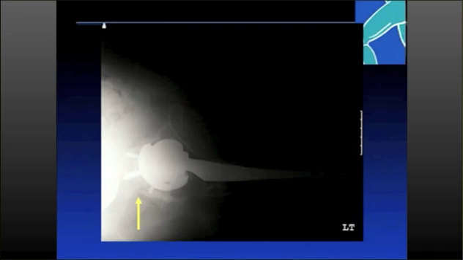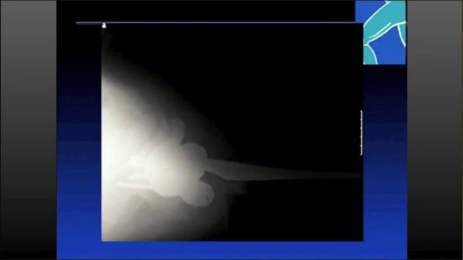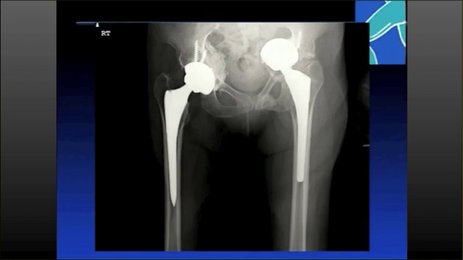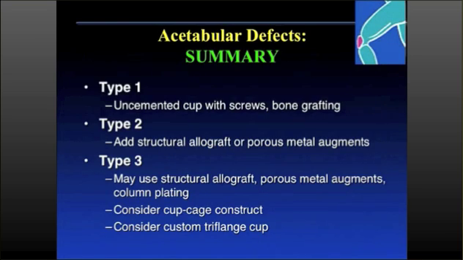Here's a patient of mine with a painful left total hip arthroplasty. On her lateral radiograph, she's got a pelvic discontinuity, and here her acetabulum has been restored with a custom triflange cup and bone grafting. Here's that other patient, that rheumatoid arthritic patient, 56 years old now, addressing her left hip, and here restored with a custom triflange cup.